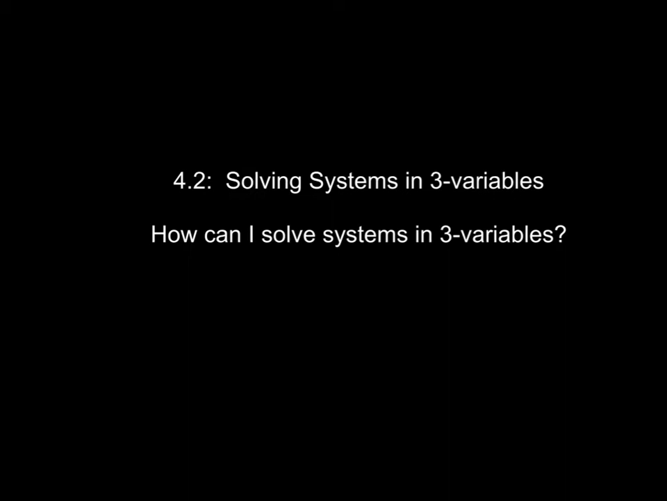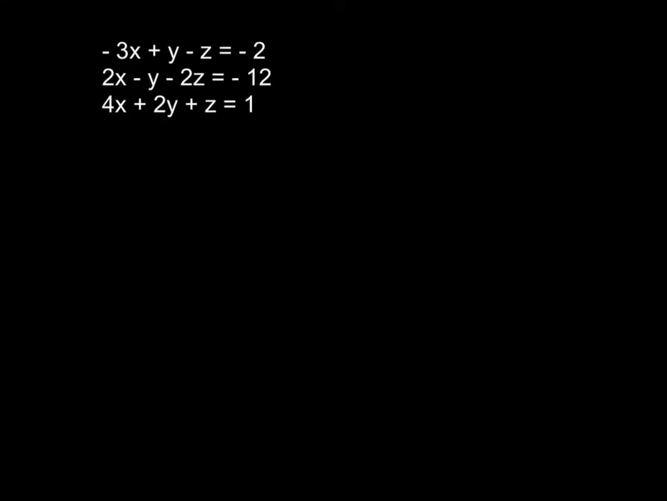For section 4.2, we're going to be looking at solving systems in three variables. We're using elimination. So now instead of an x and y, our equations are going to have an x, a y, and a z.